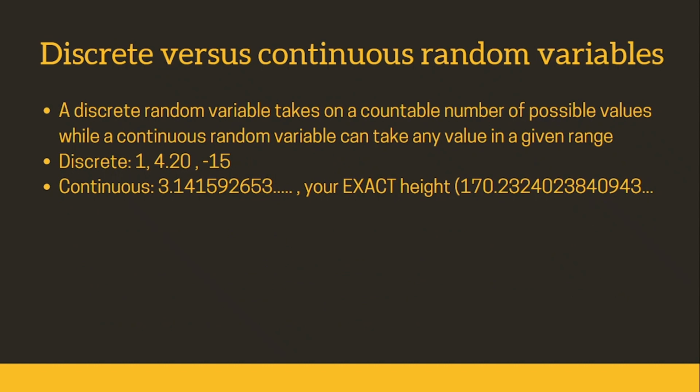After this chapter, you will also learn another chapter called continuous random variables. The difference between discrete and continuous is that a discrete random variable takes on a countable number of possible values, while a continuous random variable can take on any value in a given range. This can be 1, 4.20, or minus 15. But with continuous, there's no exact end to what value it can be. So it can be like the number pi or even your really, really exact height, down to the smallest measurement possible.